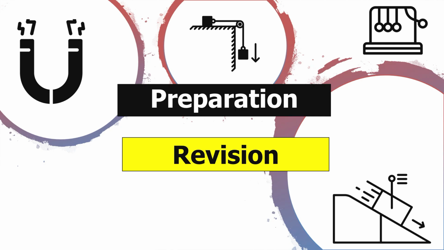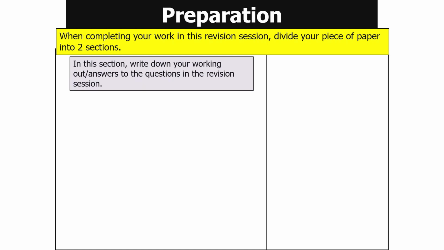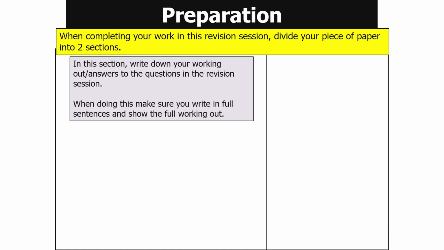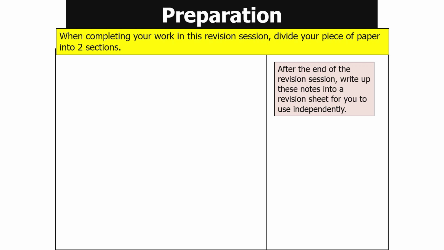So how should you prepare for this revision session? When you're completing your work, divide your piece of paper into two sections. Make the section on the left hand side larger than the right hand side. In this section, write down your working out and answers to the questions in the revision session. Make sure to write in full sentences and show your full working out. On the right hand side, write down any bits of information which you find useful, any hints and tips on answering questions from this revision session. After the end of the revision session, write up these notes into a revision sheet for you to use independently.